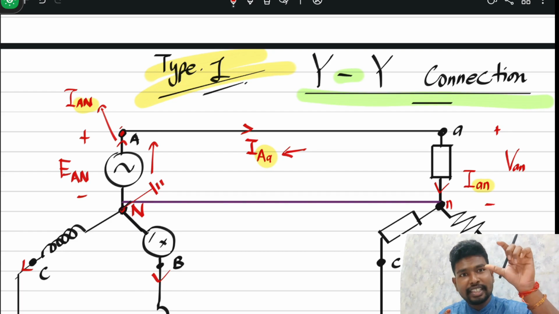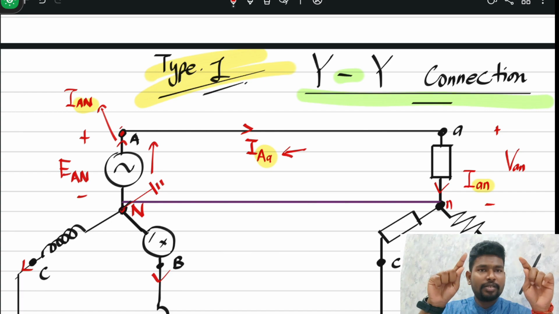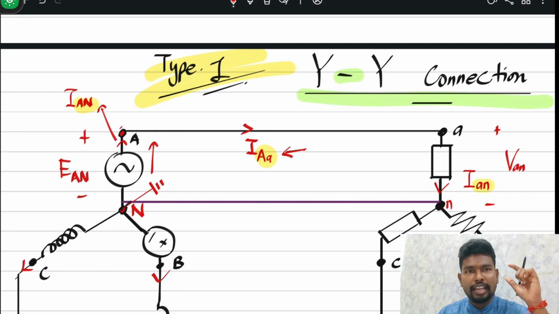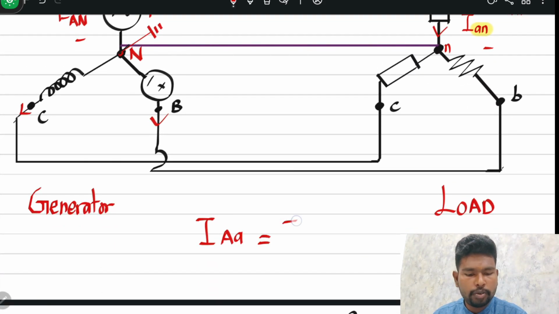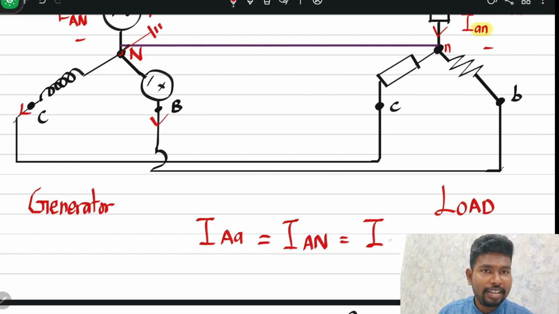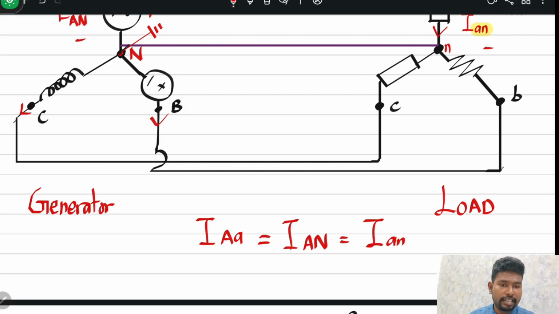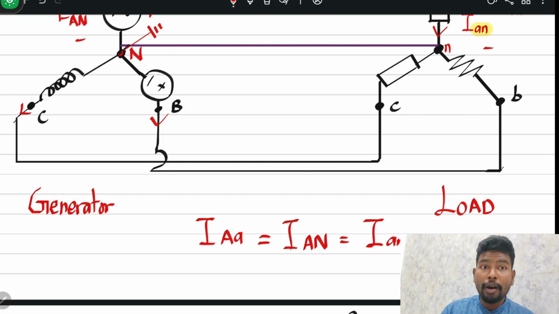If there is resistance or any sort of impedance in the middle, it will cause power loss, therefore the current will change. But in this case, theoretically, IAA will be equivalent to IAN, capital IAN, and also small ian, lowercase ian. It's the same thing. Why? Because there's no power loss. There's no loss in any form.